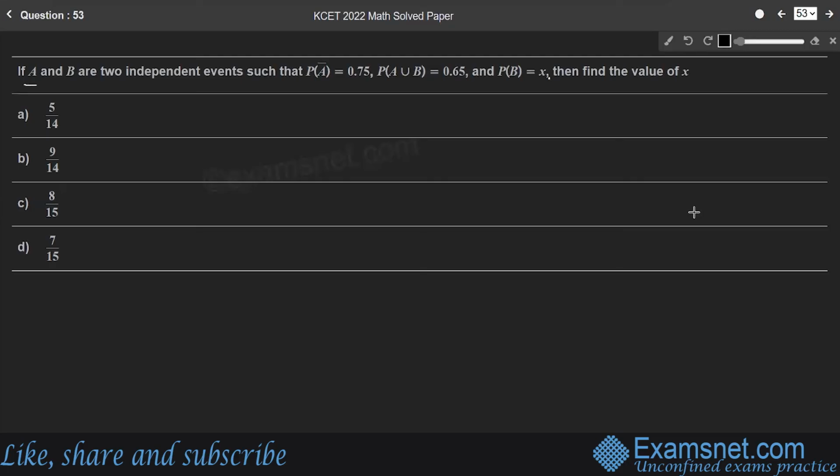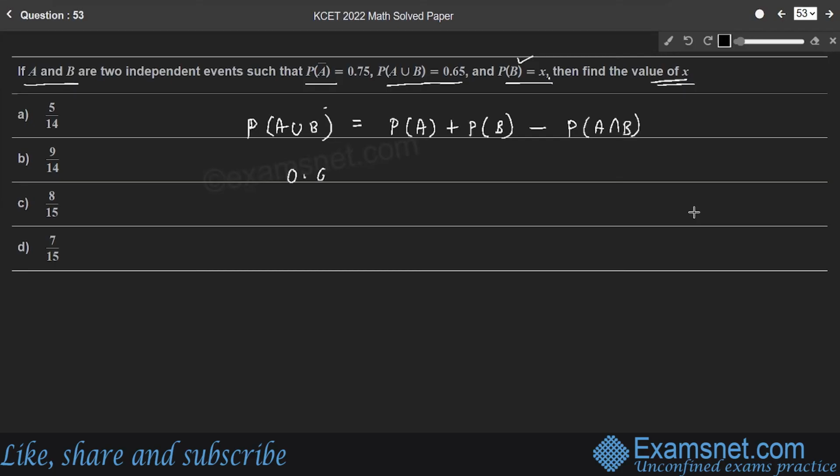Question 53. If A and B are two independent events such that P of A dash is equal to 0.75, P of A union B is 0.65, P of B is X, then find the value of X. So that means we have to find P of B, right? So for that, we just use the formula of P of A union B, right? P of A union B says P of A plus P of B minus P of A intersection B, right? Here P of A union B is given 0.65, right?